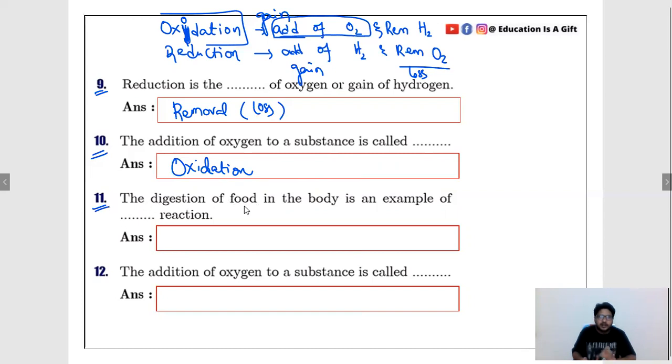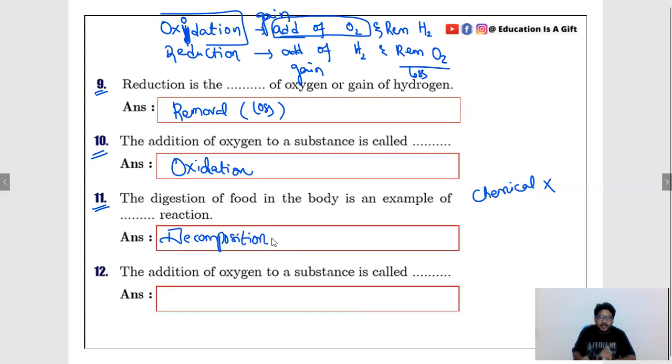The digestion of food in the body is an example of dash reaction. So you should not write chemical reaction. No, that is wrong. What type of reaction? There are 4 types, right? Combination, decomposition, displacement, double displacement. In that, which one? Digestion of food is decomposition.